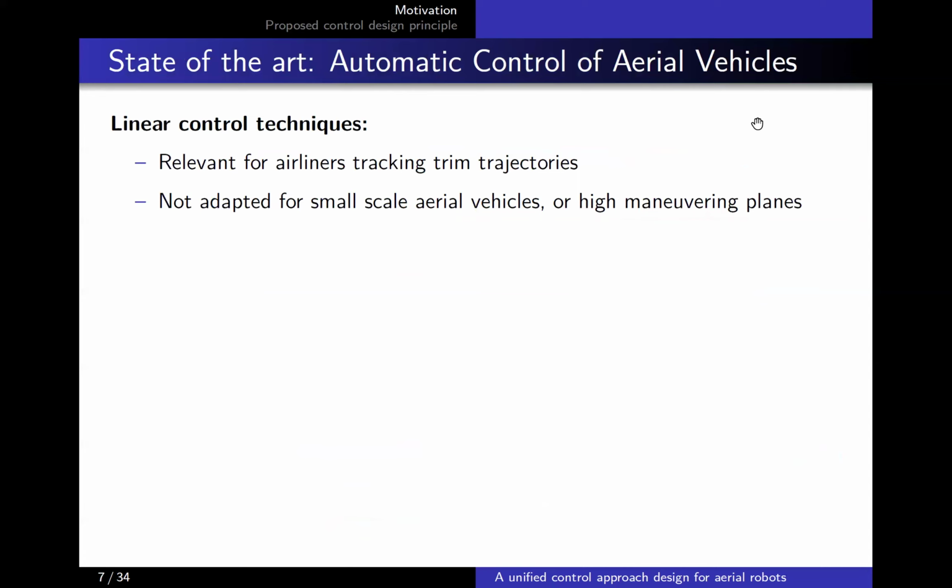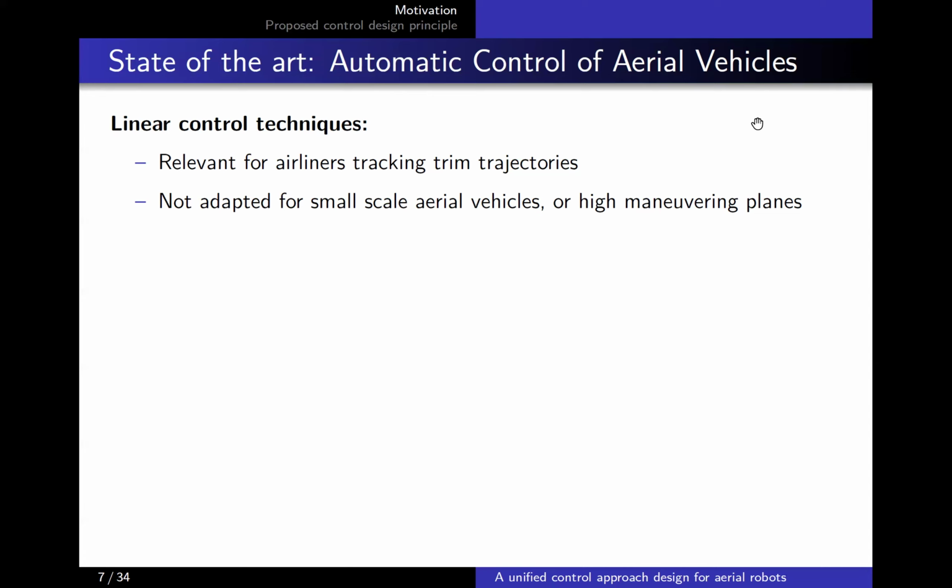When you look to the literature, there are different control techniques. The first one is linear control techniques. Linear control techniques are really relevant for airliners, for instance, because the main paths or trajectories airliners fly are trimming trajectories. And what does trimming trajectories mean? They are trajectories for which the velocity in the body fixed frame is constant, which is a straight line, horizontal circle, or helix. For that, you can maintain velocity constant. When you have constant velocity, you can linearize the system.